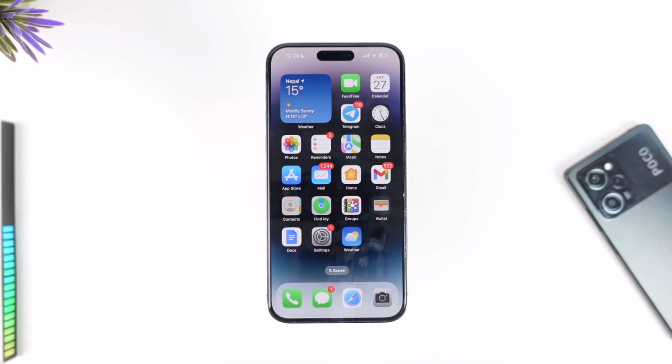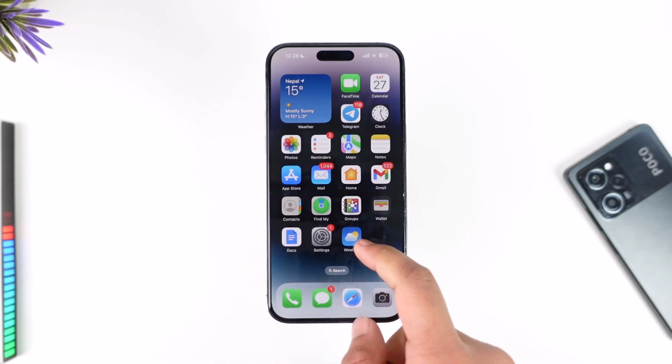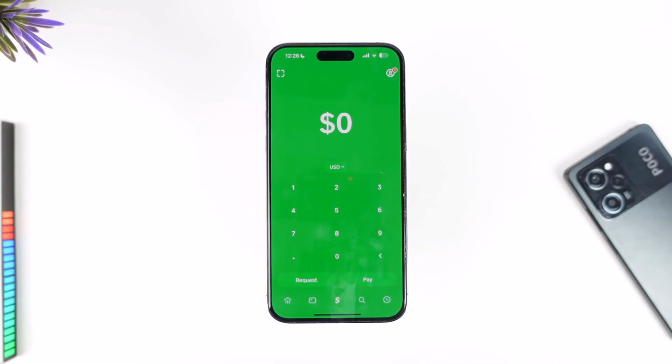To sell Bitcoin, you need to have Bitcoin. To have Bitcoin, you need to either get paid in Bitcoin or you need to actually be able to buy Bitcoin. Now, assuming you want to sell your Bitcoin, if you have some Bitcoins available, open up Cash App.